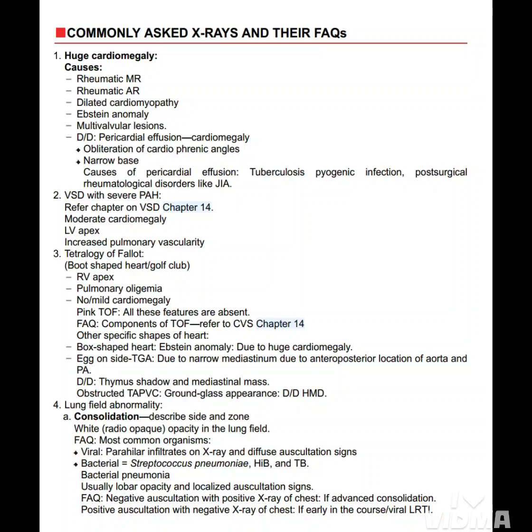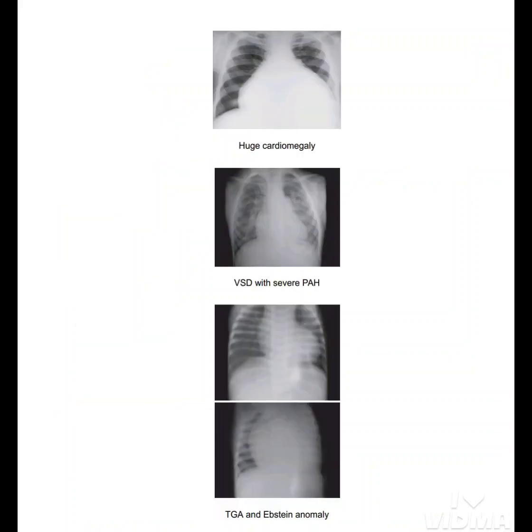Commonly asked pediatric chest X-rays are: the first one is a huge cardiomegaly, the second one is a VSD with severe PAH, the third one is tetralogy of Fallot, and the fourth one is lung field and other abnormalities. In lung field abnormalities, one common X-ray is consolidation. Here the first X-ray is a huge cardiomegaly, the second one is a VSD with severe PAH, and the third one is TGA and Ebstein anomaly. Earlier we discussed the CTR, RV apex and LV apex, and we can apply them in these X-rays. We also apply the oligemia and plethora concept in these X-rays.